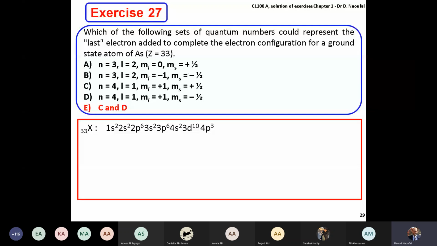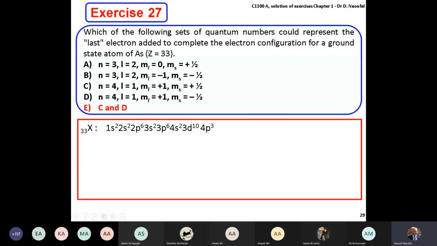or we construct the arrows rule of Klechkowski. Then we follow: the end of the arrow is the beginning of the second arrow. So 1s2, 2s2, 2p6, we have 10 electrons, 3s2, 3p6, 4s2, that is 20, 3d10, 30, 4p3.